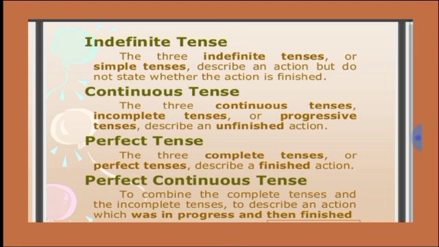Now the last one, the perfect continuous tense. To combine the complete tenses and the incomplete tenses to describe an action which was in progress in the past and has just finished is called the perfect continuous tense. Okay, again I'll tell you, to combine the complete tenses and the incomplete tenses to describe an action which was in progress and then finished. It is a combination of the perfect tense and the continuous tense. Okay.